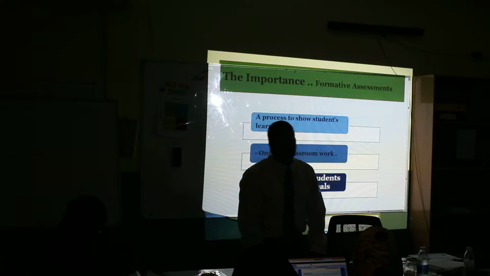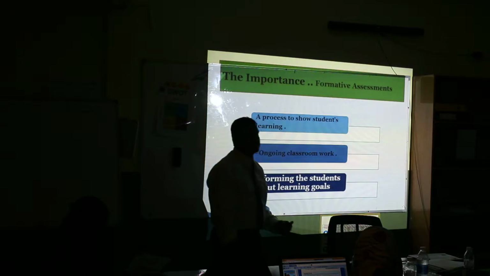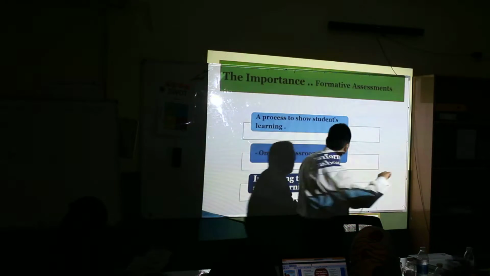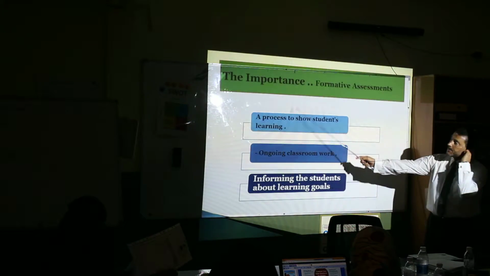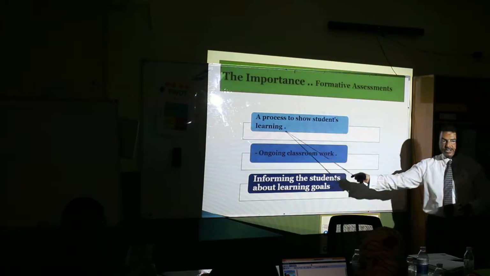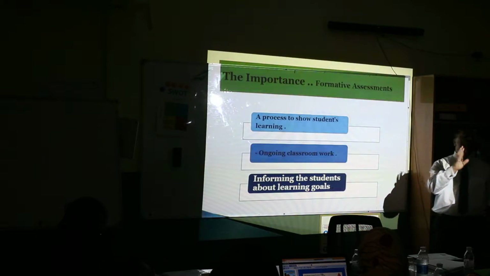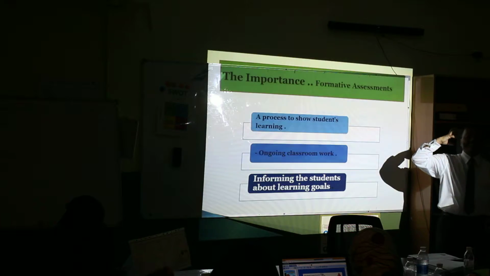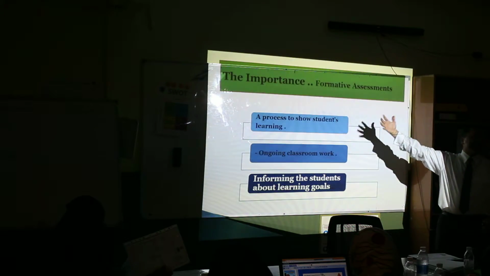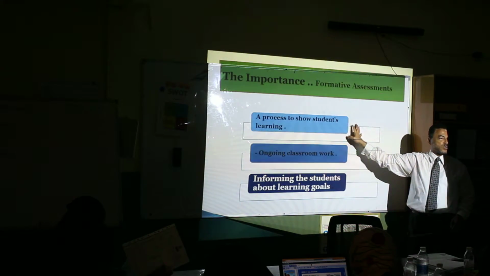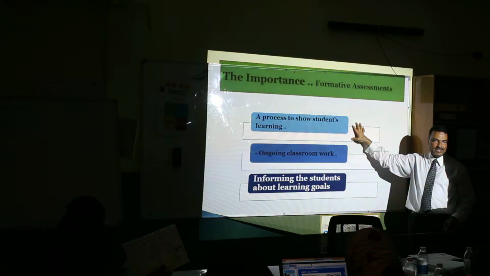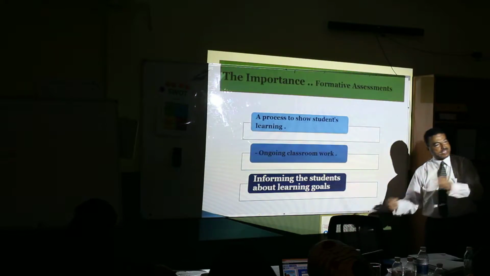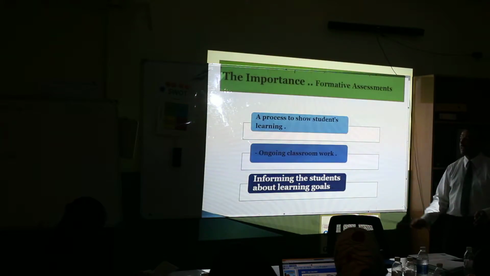Why assessment? I mean, why assessment is so important. It's a process to show students learning. So those who have the concept of the period as lecturing will not have any feedback about student performance or student ability. Understand? So it's a process to show students learning, whether they understand or can't understand.